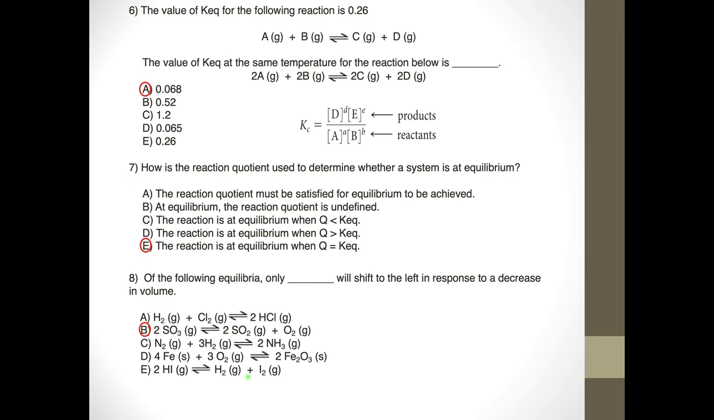Okay, so it's going to shift to the left, because we have the lower number of moles on the left as compared to the right. We have two here and we have three here, and this will feel the effect of decreasing the volume. It is going to shift to the left. So it's letter B.